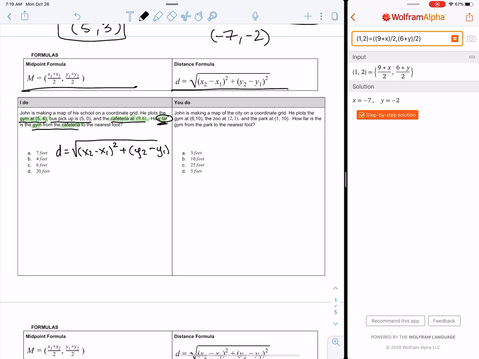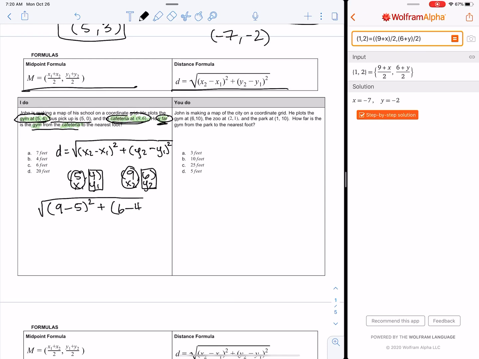Which is this formula right here. So, the thing about this is we want the gym 5, 4 and the cafeteria 9, 6. So we have 5, 4 and 9, 6. And we're going to label those points x1, y1, x2, y2. And we're just going to plug them in where we see them. So square root x2 first, that's 9, minus x1, which is 5, squared plus y2, which is 6, minus 4 squared. Then we're going to plug that all into Wolfram Alpha.